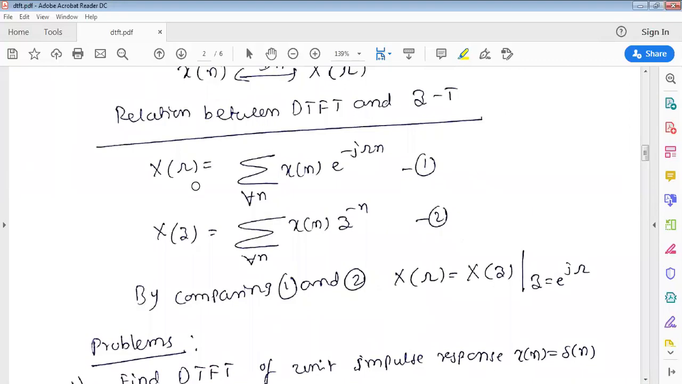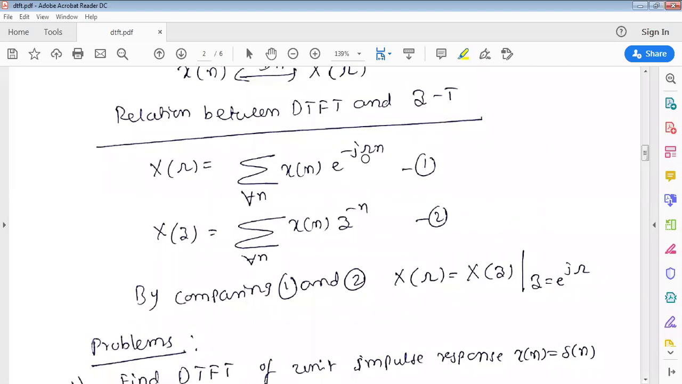You have x of omega here, x of z you have, same summation, both varying from minus infinity to plus infinity, but the only difference is that instead of e power minus j omega n, I have z power minus n. So what do you conclude? Suppose I want to convert x of omega to x of z. x of omega is equal to x of z only, but the only difference is that we replace z by e power j omega.